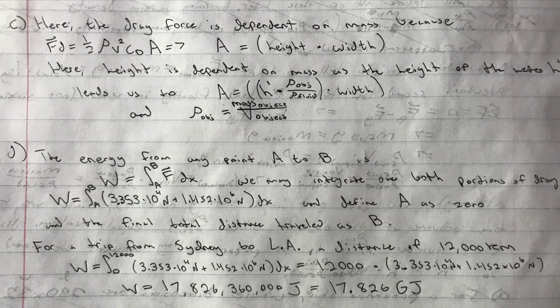So we now can move on to say, what is the energy used from any point A to B because of drag? We use the work equation, which is work equals the integral from A to B of F dx, and we can pretty much just set whatever A is to 0, because this depends on the total distance, not just the displacement. So if the distance, let's say from Sydney to LA, is 12,000 kilometers, then we just set A to 0, set B to 12,000, do the integral, which is just 12,000 times the force, and we get 17.826 gigajoules. And that is all we're doing today.